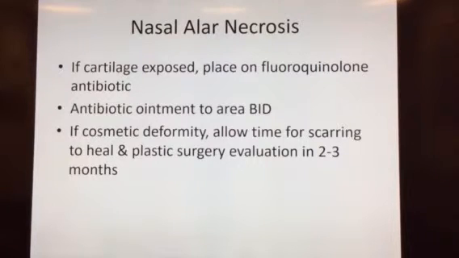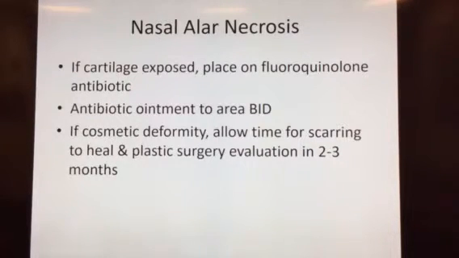For nasal alar necrosis, this is a dreaded complication. If cartilage is exposed, you do need to place your patient on a fluoroquinolone antibiotic for cartilage penetration. Regardless, your patient does need to be on an antibiotic ointment to the area about twice a day, and that can continue for as long as it takes to heal. Usually that's about 7 or 10 days.